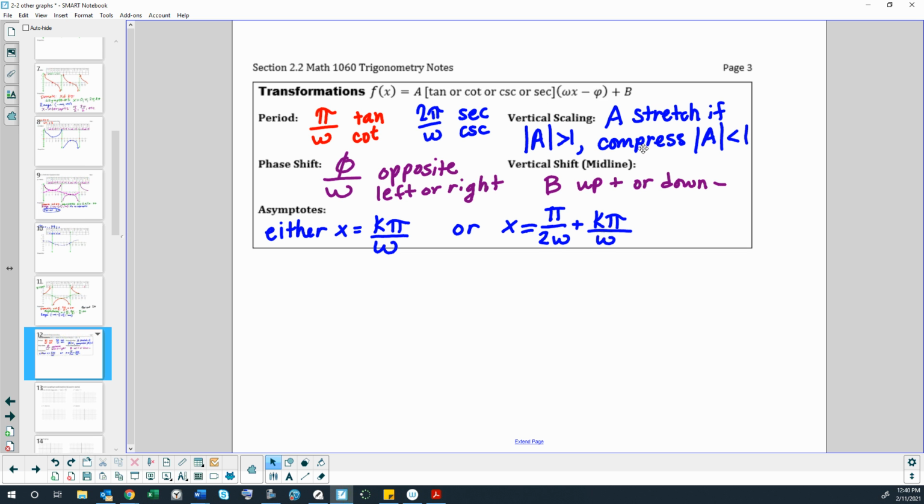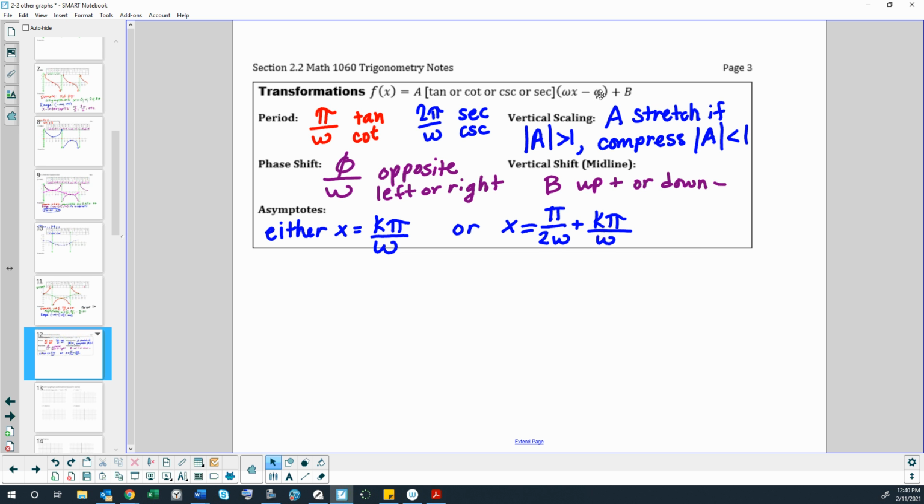For secant and cosecant, it's basically just your sine or cosine stretches or compresses, and then your secant or cosecant just follows the same rule of going down to the maximum value of the sine or cosine and then going up to the minimum value of the sine or cosine. So we'll see that here in just a second.